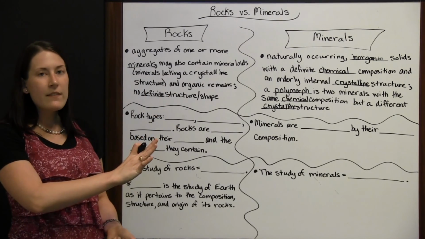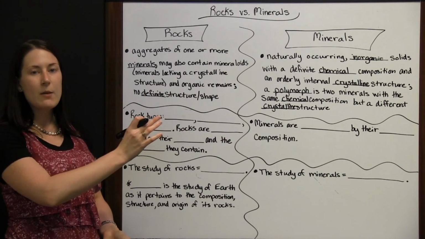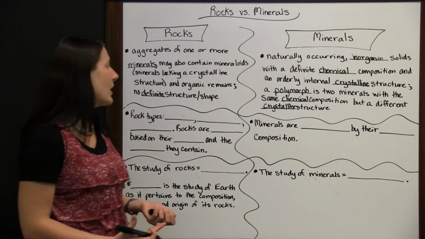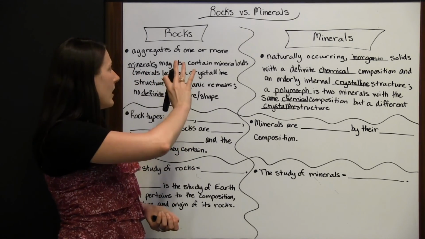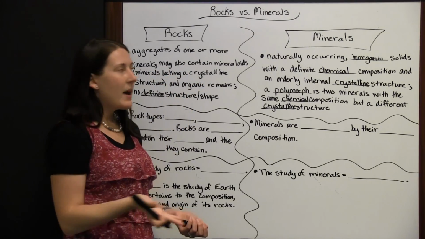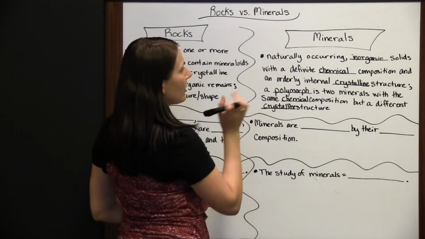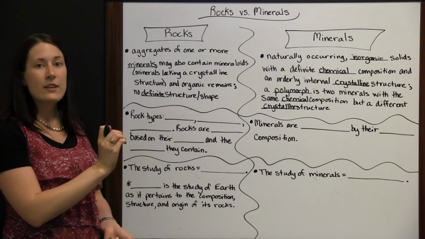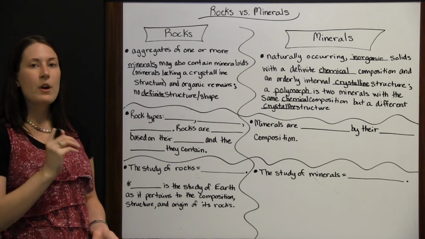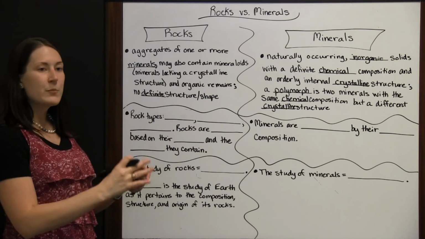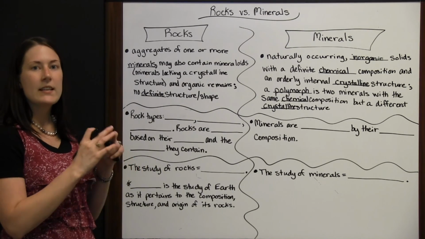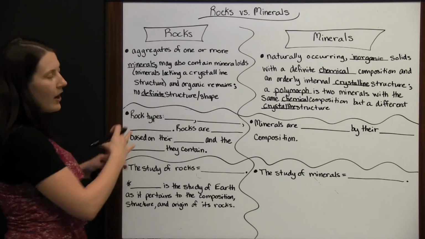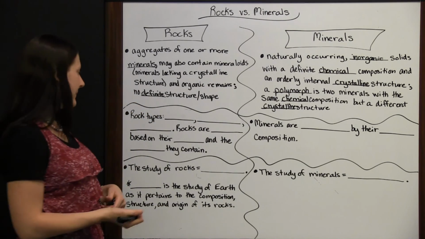So rocks are more random. They don't have to have a definite structure. They don't have to have a definite chemical composition or makeup. It can be made of any combination of minerals, mineraloids, and organic matter. Minerals are going to have a definite chemical composition and an orderly internal crystal structure. So they are more specific. They have to have a definite composition and structure to them, where rocks do not have to have that.